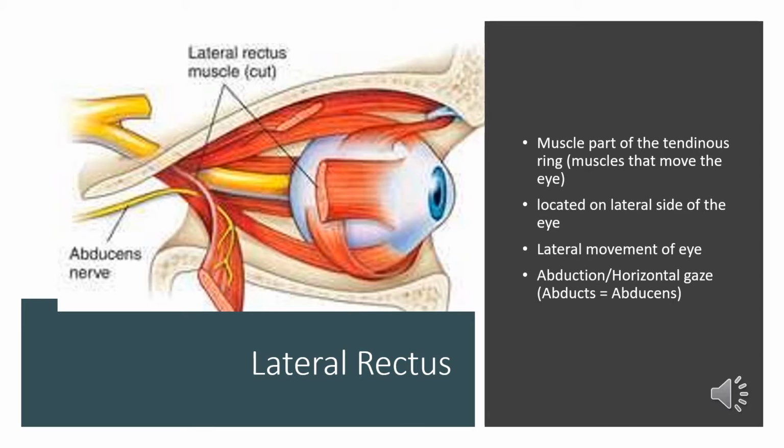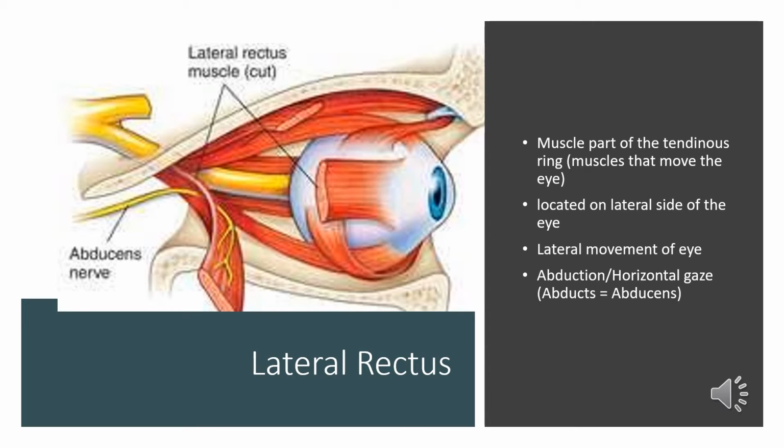Now we'll talk about the lateral rectus. The lateral rectus is one of the muscles in the tendinous ring. The tendinous ring is all the muscles that move the eye. It's located on the lateral side. If you want to know how a muscle moves, you should try to make it as small as possible, because that's how it looks when it contracts.